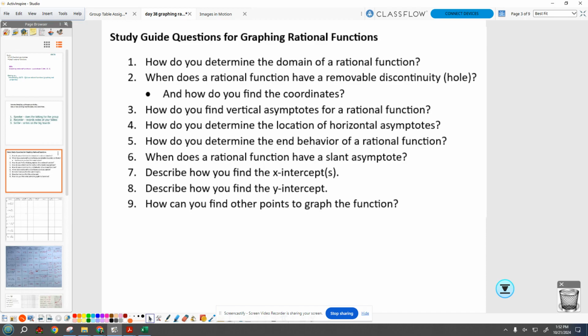So, guys, I am putting things up around the board. Group 1, I want you to say the steps to finding the domain over there. Group 2, I want you to tell us how do you just recognize that a hole exists. Group 3, I want you to tell me how do we find the x value of the hole, and write it on the board over there. Group 4, how do we find the y value of the hole. Group 5, how do we find vertical asymptote? Group 6, how do we find horizontal?